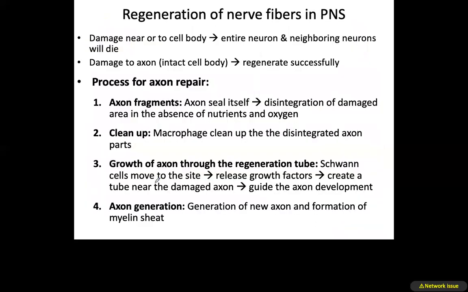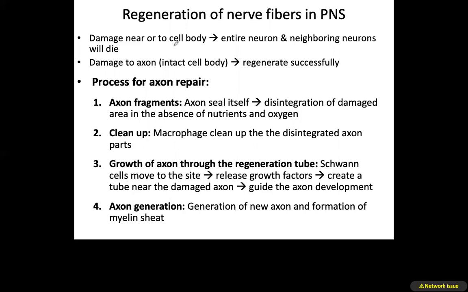Last topic we want to talk about is regeneration of the nerve fibers associated with the peripheral nervous system. This is a very basic overview of this, guys. I'm not going to go into details about it. Couple of points you need to know for this.